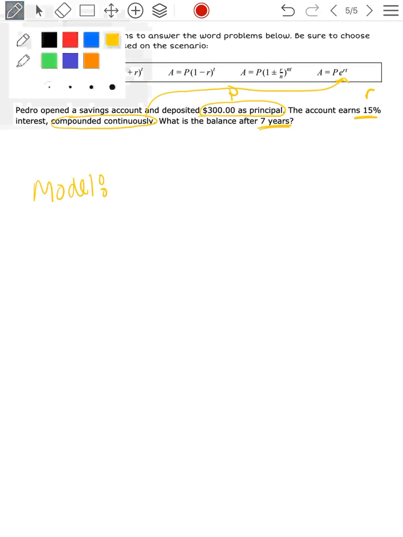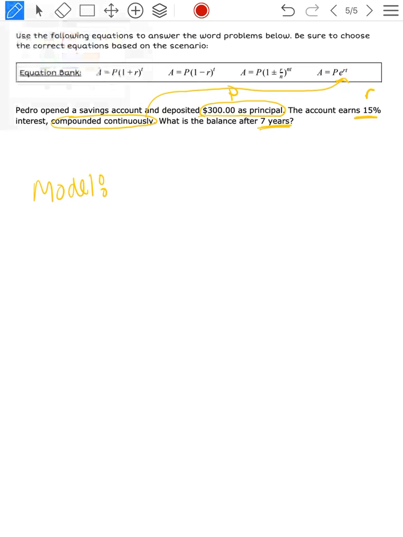So for my model, all right, I'm going to pause 2 seconds because my dog is staring at me to open the door for him. Maybe you can write your model while you're waiting for me.